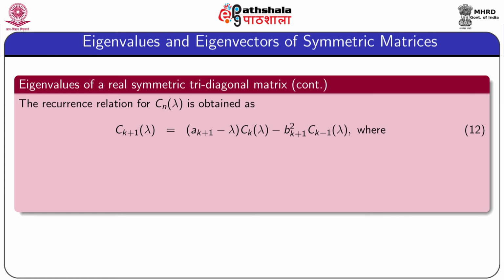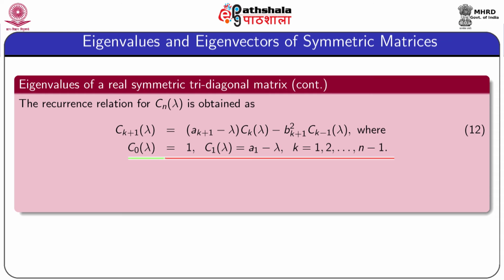The recurrence relation for Cn(lambda) is given by C(k+1)(lambda) equal to (A(k+1) minus lambda) into Ck(lambda) minus B(k+1) whole square into C(k-1)(lambda), where C0(lambda) equal to 1 and C1(lambda) equal to A1 minus lambda, and this is true for all k equal to 1, 2 up to n minus 1. So, from this recurrence relation given in equation 12, we can construct the complete characteristic equation for the given symmetric tridiagonal matrix.